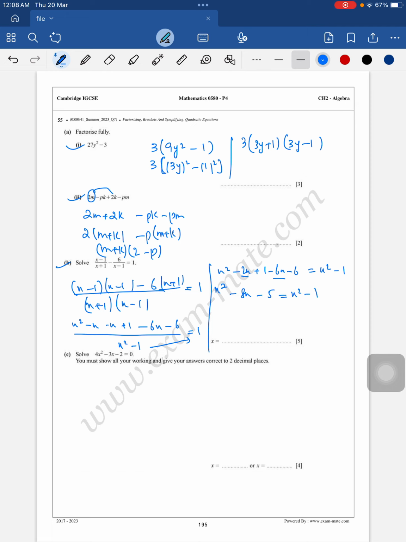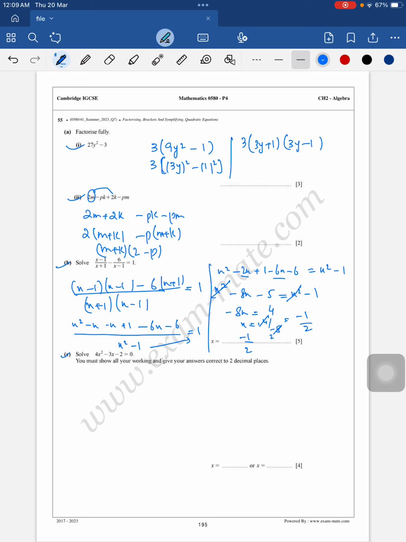Minus 5 is equal to x square minus 1. X square gets cancelled by x square. Minus 8x is equal to minus 5 go over there, so 5 minus 1 is 4. So x is equal to 4 upon minus 8, which is, 4 ones are 4, 4 twos are 8, minus 1 upon 2.